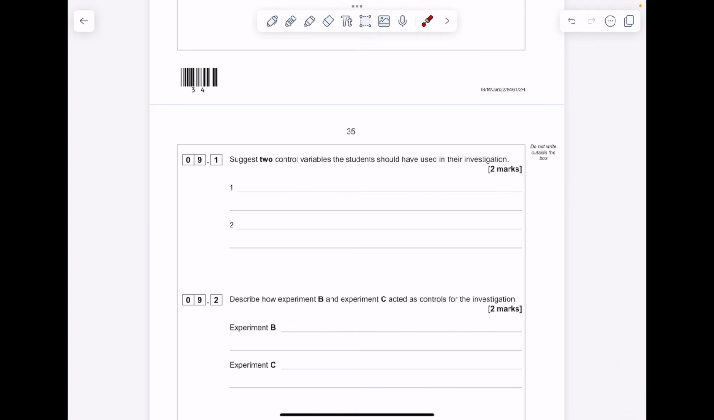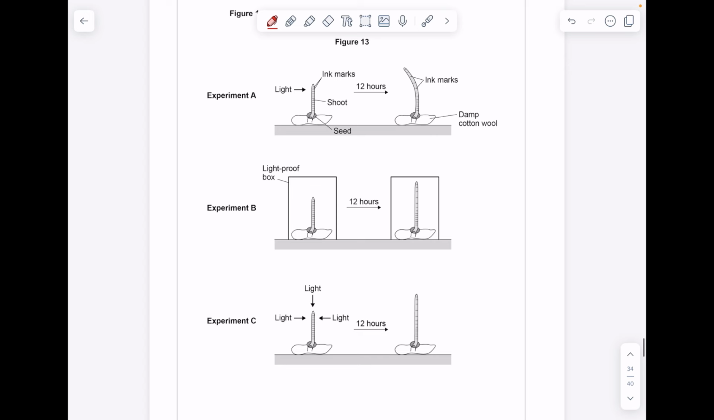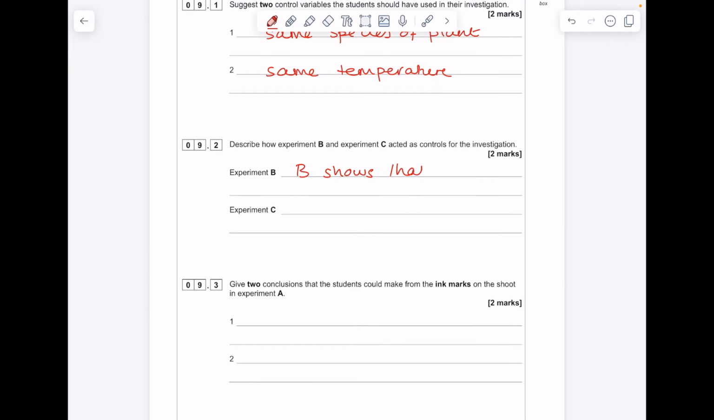Suggest two control variables the student should have used in their investigation. You want to use the same species of plant, same temperature is a good idea. Describe how experiment B and experiment C acted as controls for the investigation. As I've already said, experiment B shows the response of the shoot is due to light because there is no light in experiment B, whereas experiment C shows the response in A is due to one-sided light because in this experiment there's light in all directions.